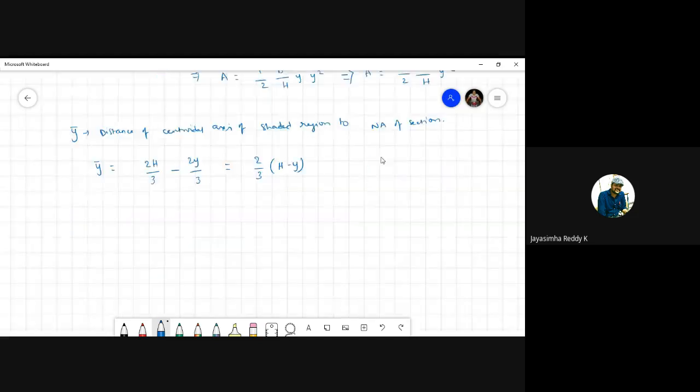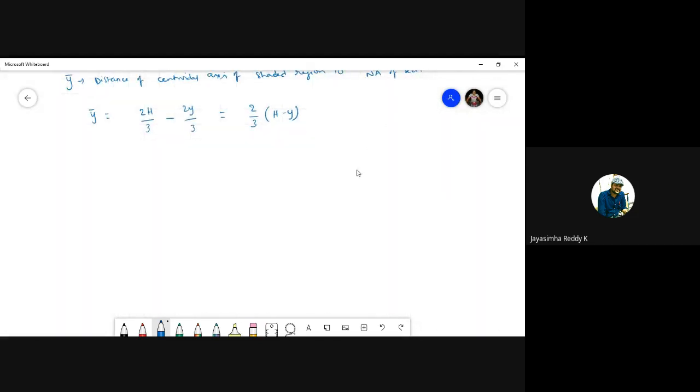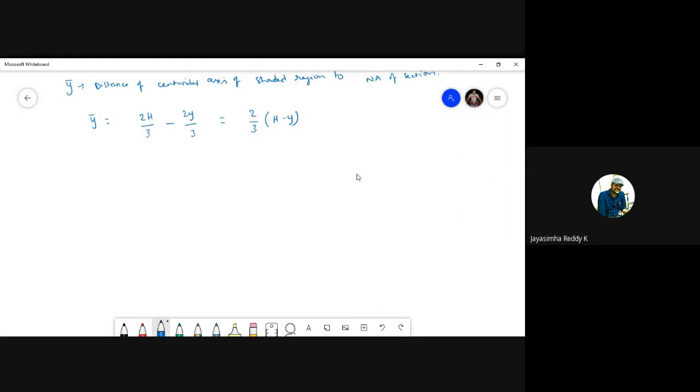Now moment of inertia for triangular cross section, students. I is nothing but moment of inertia of the entire section, the entire triangular section. So moment of inertia for triangular cross section is bh cubed by 36. Okay, bh cubed by 36.